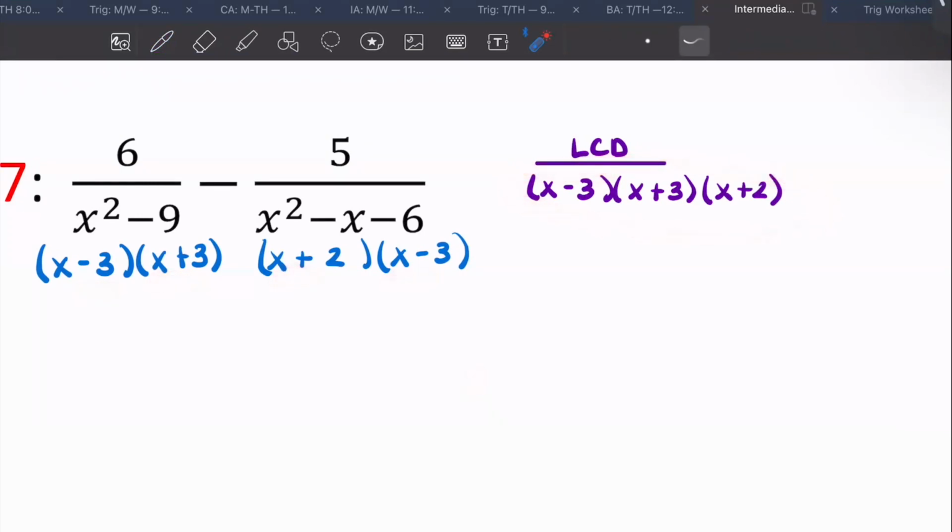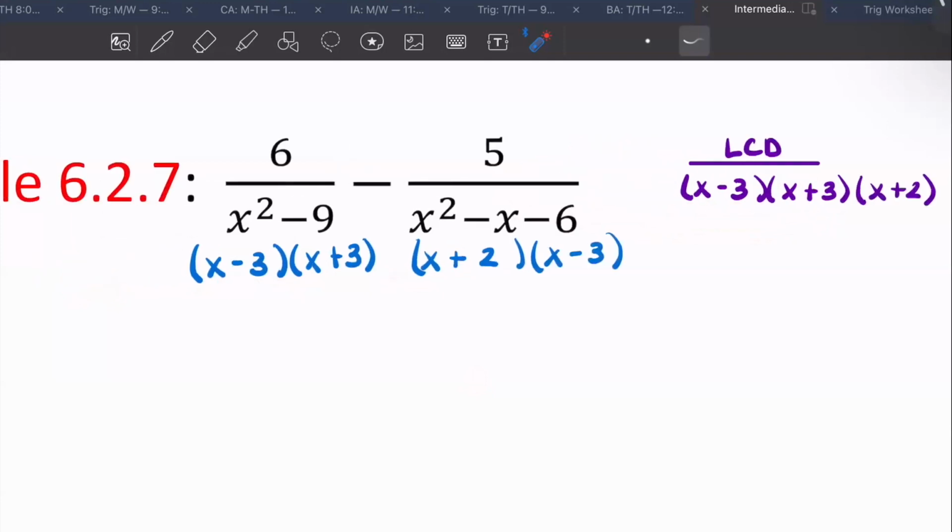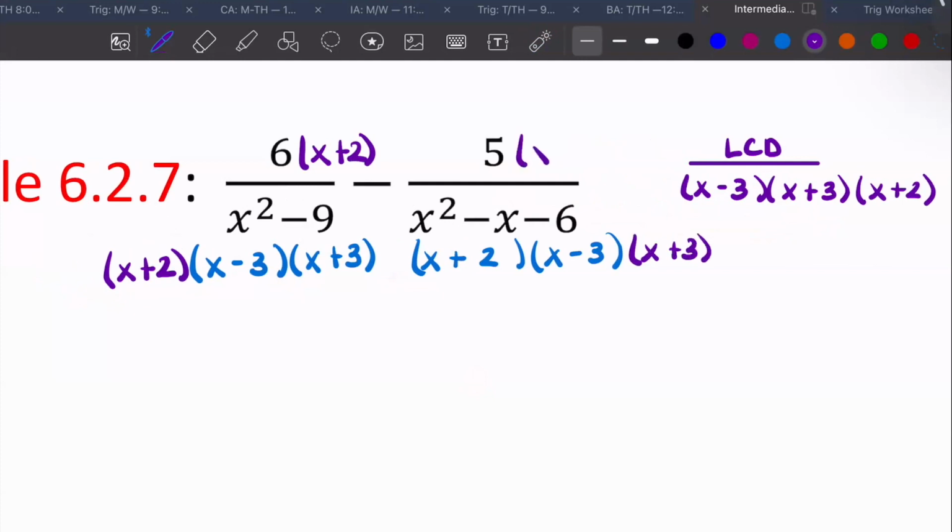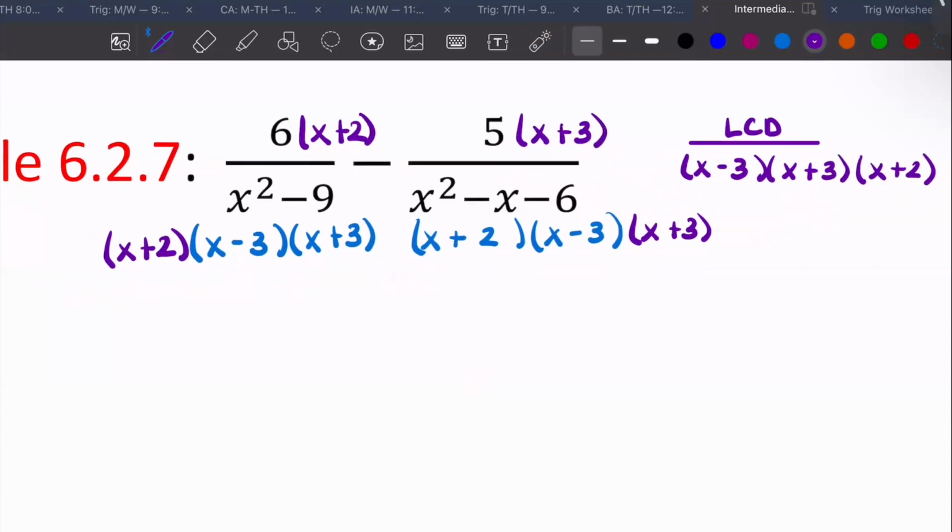Okay, now you need both fractions to say this purple line. So whatever is not there, we're going to multiply it and put it there. Okay, so this has x minus 3 and x plus 3. It is missing x plus 2. Top and bottom, remember? X plus 2, x minus 3. This is missing x plus 3. Now, they all say the same thing on the bottom, so we write them over one term. It doesn't matter which order you write these in because we're multiplying.